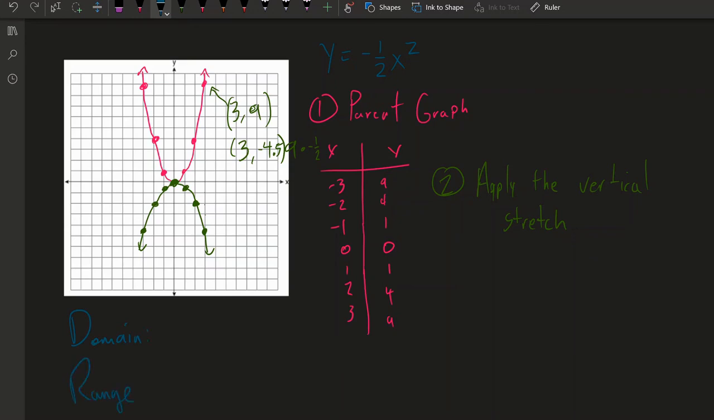Now, looking at this one again, for the domain, I ask myself, are there any numbers that I'm not allowed to plug in as an input? The answer is no. I can plug in whatever numbers I want, so the answer for the domain is all real numbers.